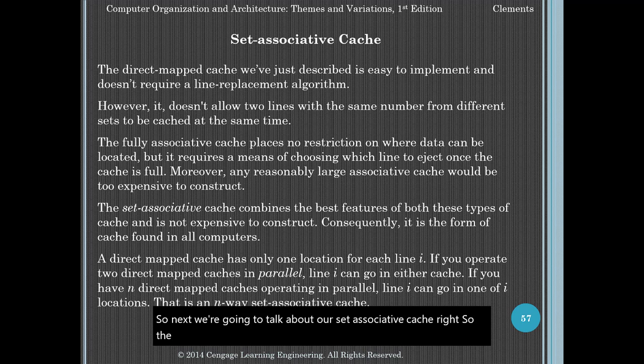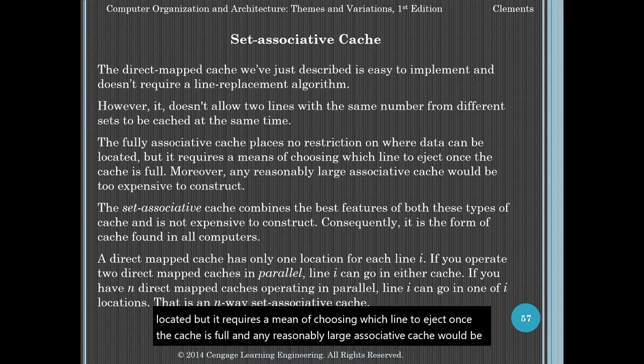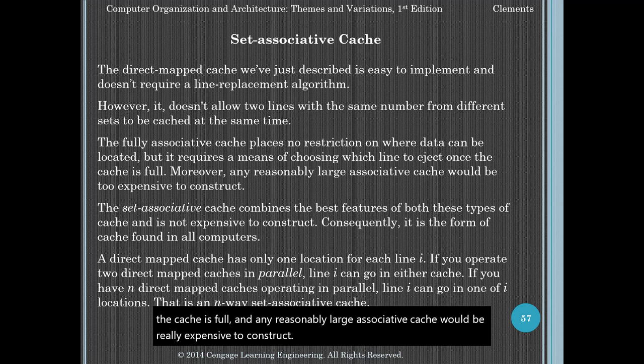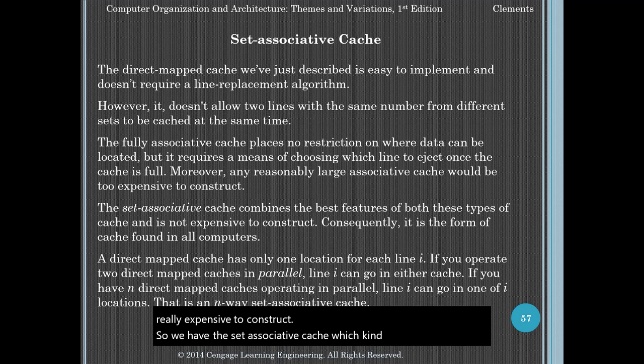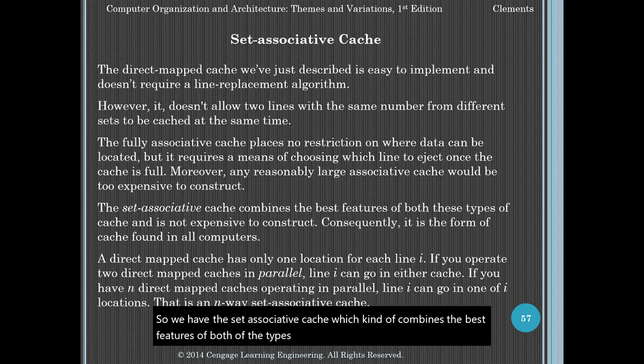The direct mapped cache that we just described, we said it was easy to implement, and it doesn't require a line replacement algorithm, which is good. But the downside is that it doesn't allow two lines with the same number from different sets to be cached at the same time. A fully associative cache places no restriction on where data can be located, but it requires a means of choosing which line to eject once the cache is full. And any reasonably large associative cache would be really expensive to construct. So we have the set associative cache, which combines the best features of both types of caches. It's not expensive to construct, and consequently, this is the form of cache that we find in all of the computers that you've probably ever used.